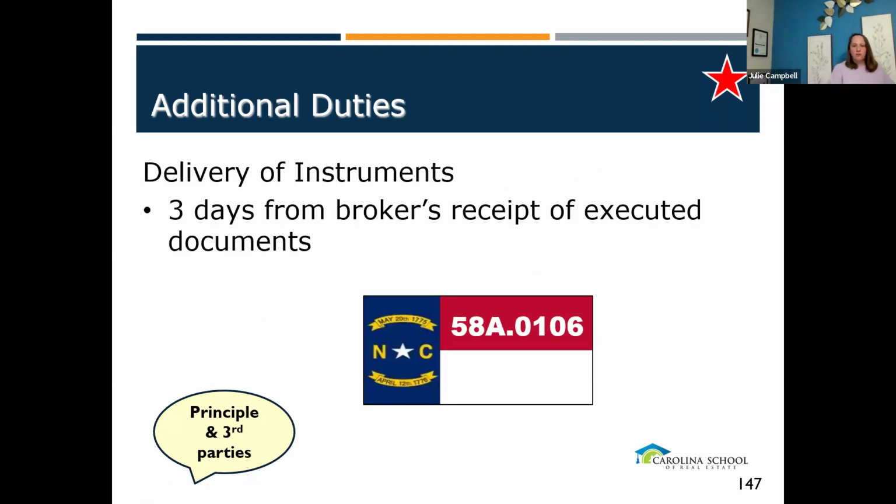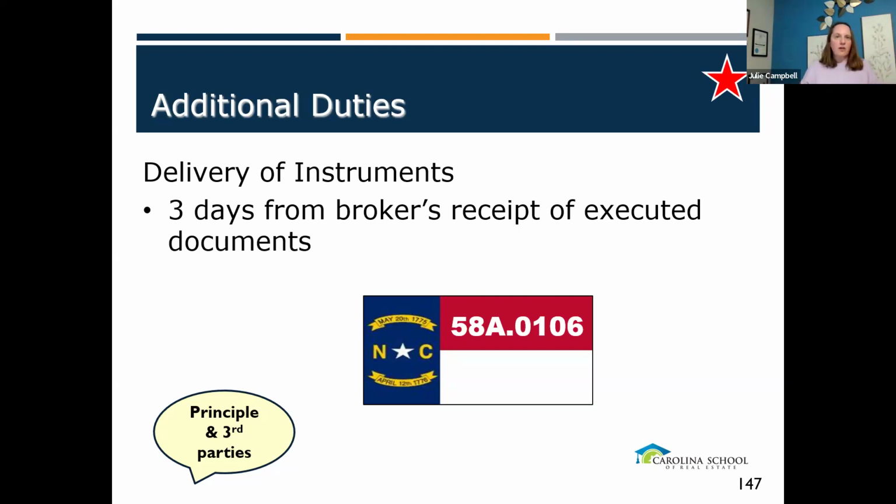There's a commission rule. You don't need to know the rule. I just have it here for reference. But there is a commission rule that says I have a duty to deliver all instruments 3 days from my receipt of the signed documents. So first off, let's talk about what the heck an instrument is. An instrument is just any document related to this transaction. So typically speaking, the relationship starts with our agency paperwork. Once we get that signed, I have 3 days to send a copy to my new client.